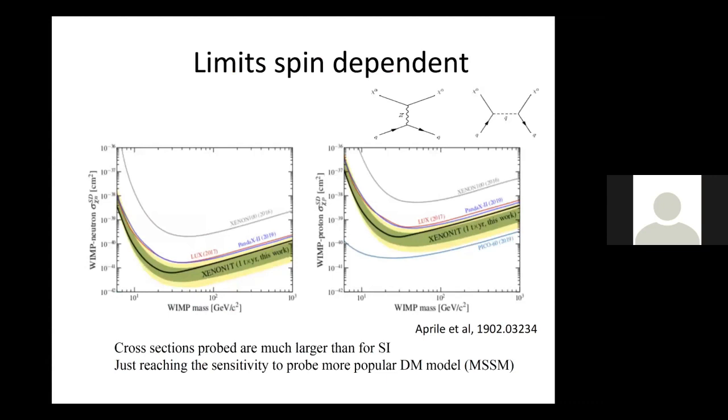We will also see one example where the spin-dependent interaction becomes important. There are results for XENON 1-ton, which is sensitive to spin-dependent interaction with neutrons, and PICO, which works with fluorine and is sensitive to spin-dependent interaction with a proton.